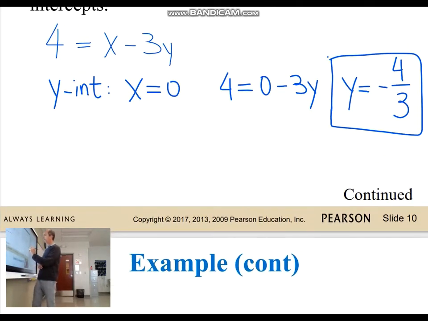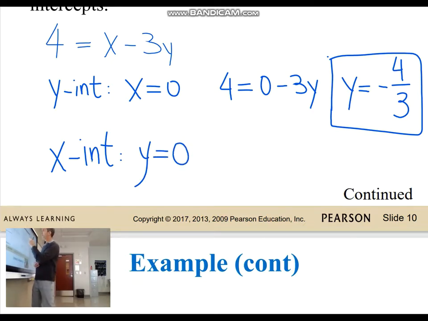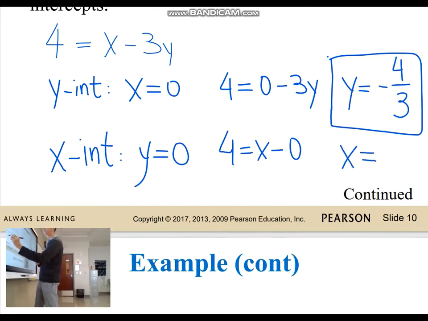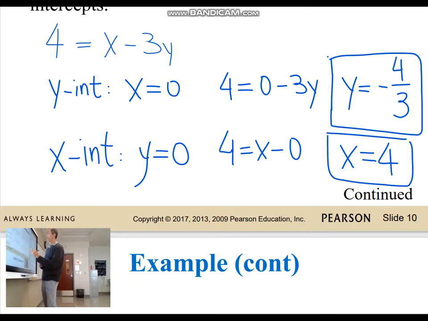Now find the x-intercept. Now we're going to do the other way around. We make y equals 0, plug in here, 4 equals x minus 0. That means x equals 4. The x-intercept is going to be x equals 4, y equals 0.